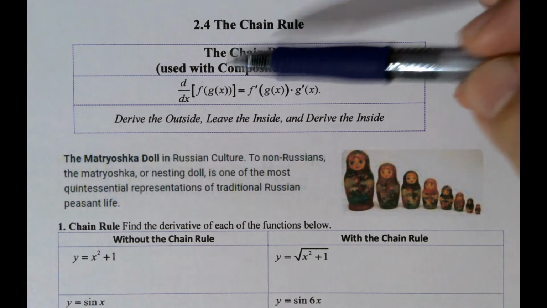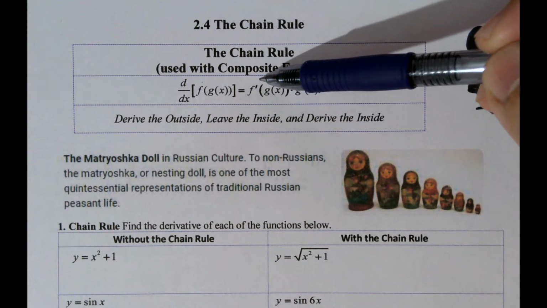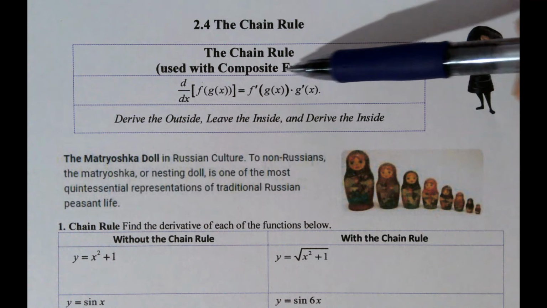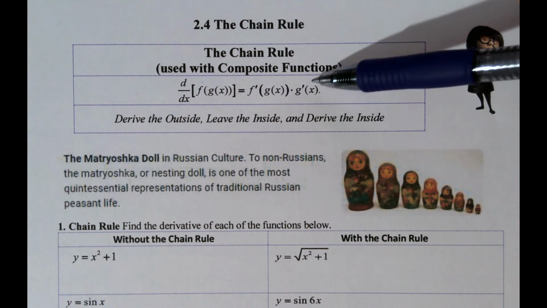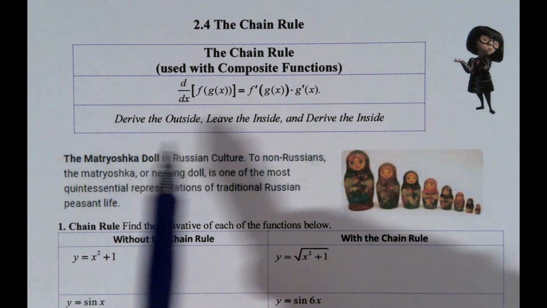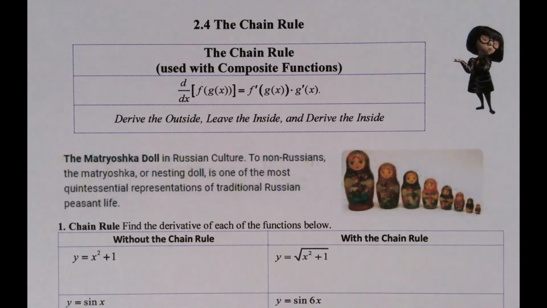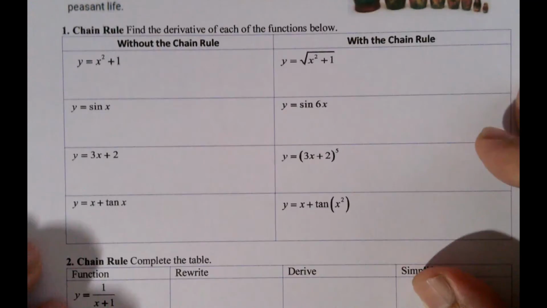And when you do that, you take the derivative of the outside. So that's where the f prime is coming from. Keeping the inside, and then you take the derivative of the inside and multiply by it on the outside. So we derive the outside, leave the inside, and then derive the inside. All right, that's the idea here. So let's look at chain rule.